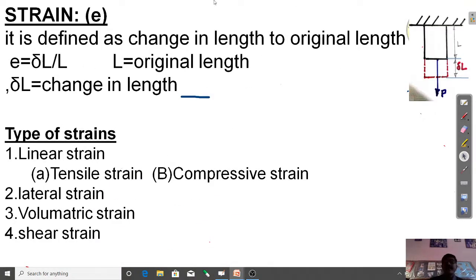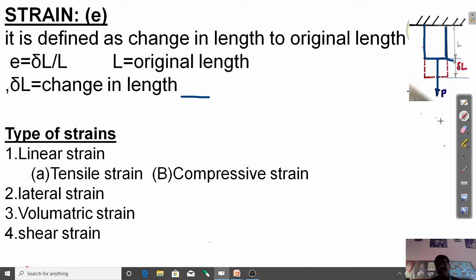Strain. Strain is nothing but when a body is subjected to pull, what happens? Its length increases to a certain limit. That change in length by original length is known as strain. Types of strains: linear strain, lateral strain, volumetric strain, and shear strain.